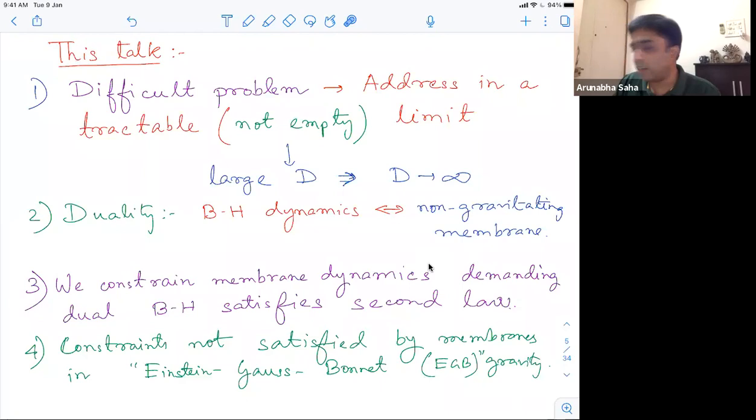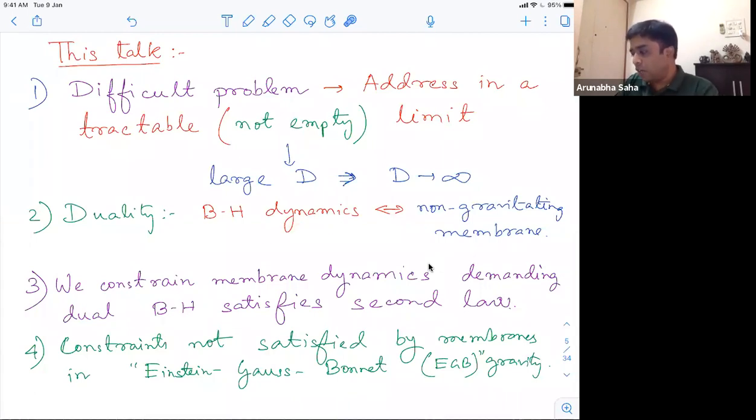The thing that I will mostly be using to say something about this problem is the duality between black hole dynamics and a non-gravitational system of co-dimension one membranes. I will talk a bit more about it later in the slides. So what is this? This is a duality in which the gravitational dynamics of a black hole in the large D limit can be mapped to the corresponding non-gravitational dynamics of particular co-dimension one membranes moving in the asymptotic space of the corresponding black hole.